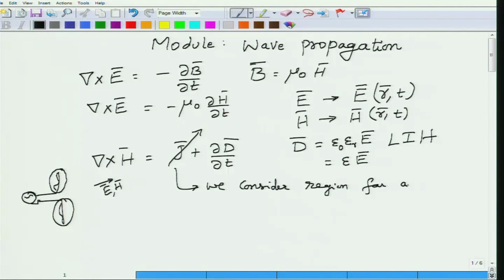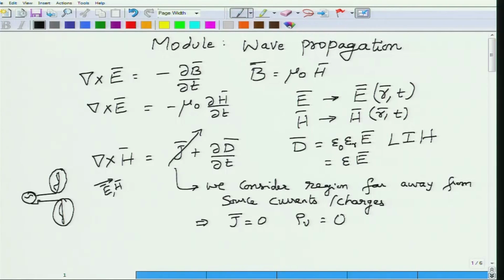a region far away from source currents and any charges that we have. So in the region we are considering, there are no free charges, there are no free currents. This implies that we have J is equal to 0, and for future reference rho v is also equal to 0.